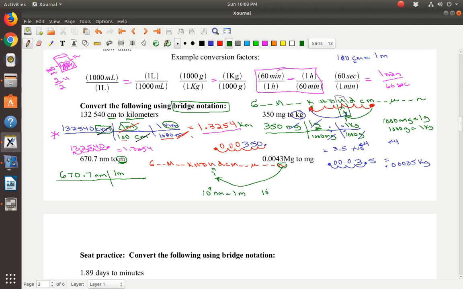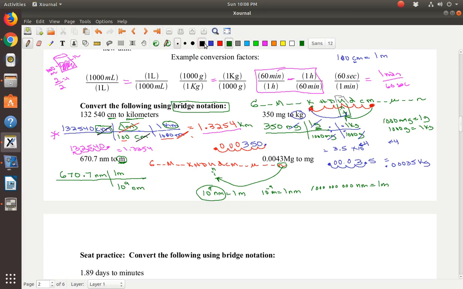Or 10 to the minus 9 meters is 1 nanometer. Or what I really like, because I like to look at whole numbers, it takes 1 billion nanometers to equal 1 meter, because a nanometer is so small. But you can use 10 to the 9. So there's 10 to the 9 nanometers in 1 meter. You have to remember these. You have to make yourself some cards or something and get this straight.